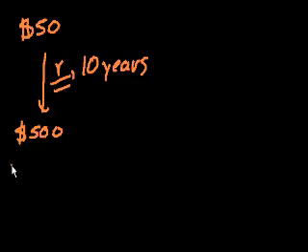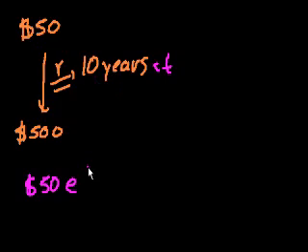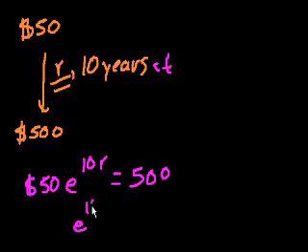We could say, well, if my original principal is $50, it's going to be $50 times e to the rate. We don't know the rate, but we know that t is equal to 10 years, so it's 10r. That equals my final payment, or how much I owe once all of the interest and the principal has compounded, which is $500. So we can divide both sides by 50. You get e to the 10r is equal to 10. And then how do we solve that?